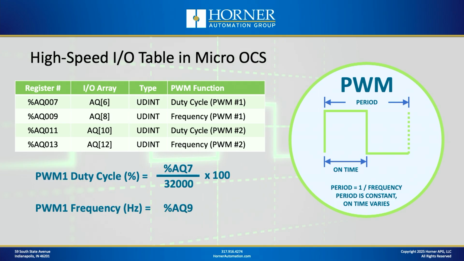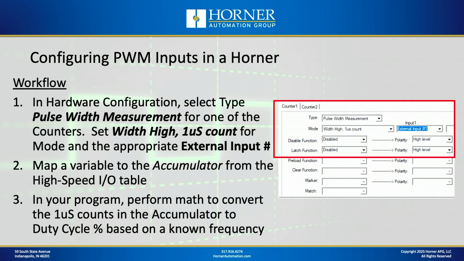If you're talking about the micro, then the AQ register numbers are much lower in the register table, as you can see here. Okay, so same math exactly, just different AQ registers we're dealing with there. So that's PWM outputs, all right?